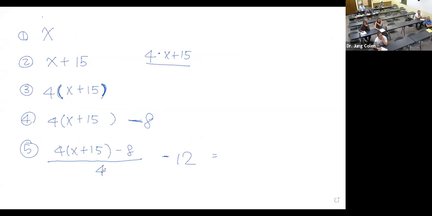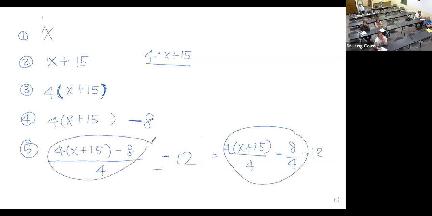4 and 4? Because we can break this fraction into 2 parts: 4 times x plus 15 over 4, minus 8 over 4, and minus 12. Why can I change this whole thing into these two fraction parts? Because I have the same denominator there, right? So this is the same as this minus that.